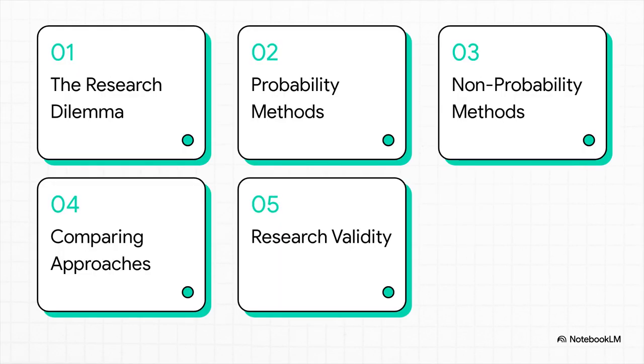Here is our roadmap for this explainer. 1. The research dilemma. 2. Probability sampling methods. 3. Non-probability sampling methods. 4. Comparing the two approaches. And 5. Implications for research validity.